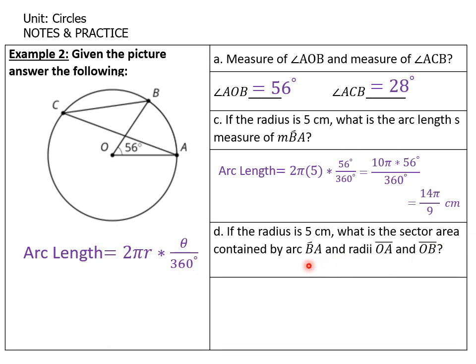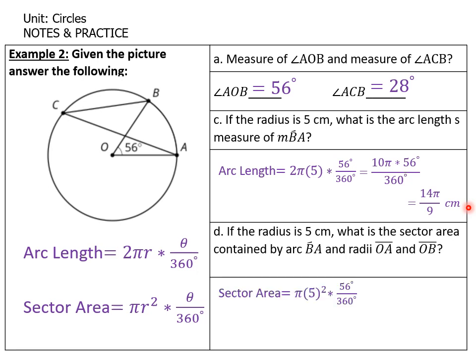Next one is asking for the sector area, so we're talking this piece of pie right here. And sector area is pi r squared, area of the circle, times theta over 360. So pi times 5 squared times 56 over 360. So 25 pi times 56 over 360, and that just simplifies to 35 pi over 9 centimeters squared. Always got to make sure we use the correct units of measure.